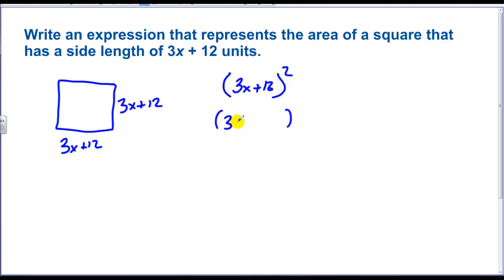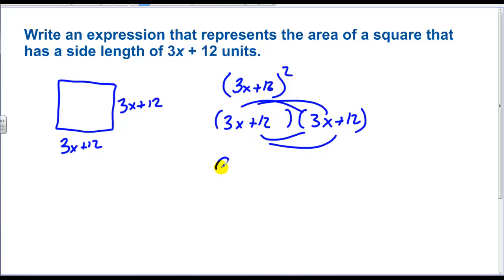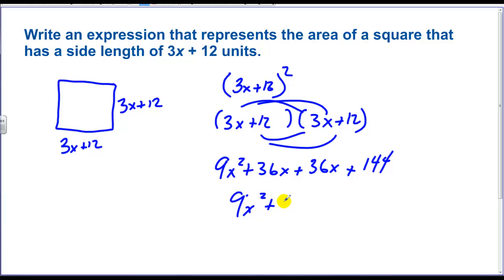So let's go ahead and do that. We have 3x plus 12 multiplied by itself, and I'll FOIL all that information out. We have 9x squared plus 36x and another 36x and 144, giving us 9x squared plus 72x plus 144.